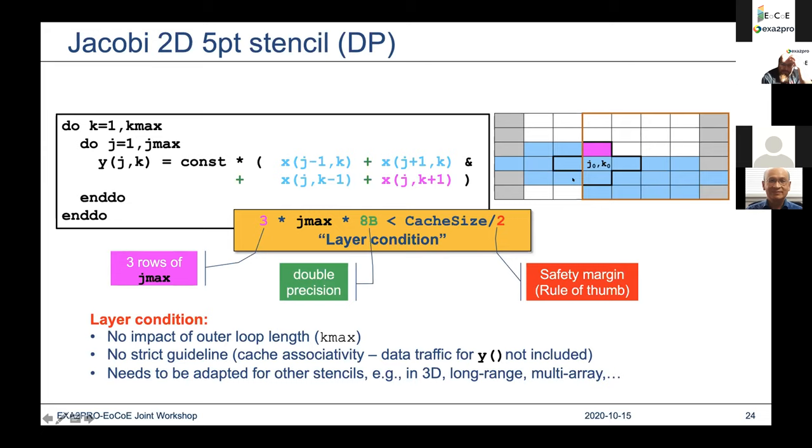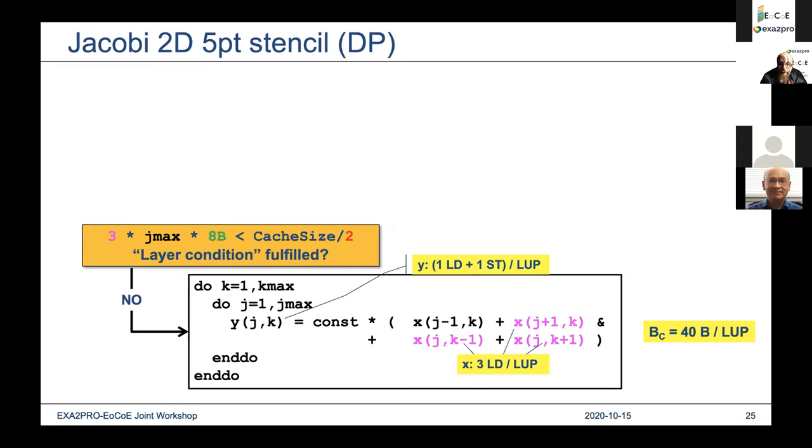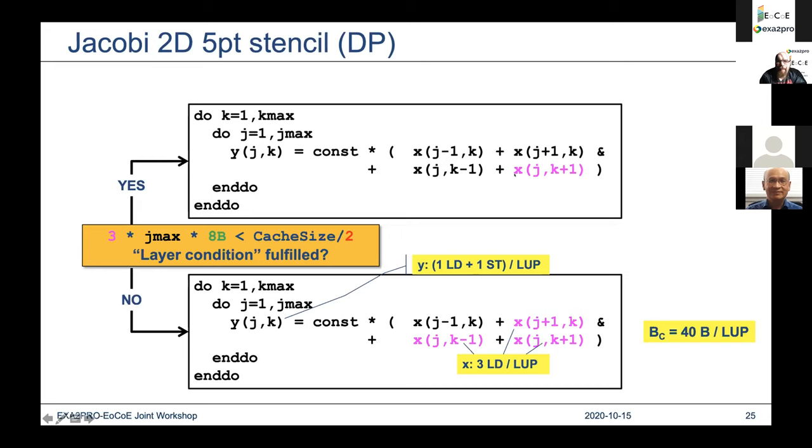If the layer condition is not fulfilled, we end up with these 40 bytes per update that we calculated. So we need these three loads, this one is in cache, and we have the load and the store for Y. If we fulfill the layer condition, we just have to load this single value, and combined with the load and store for Y, we end up with these 24 bytes per update.